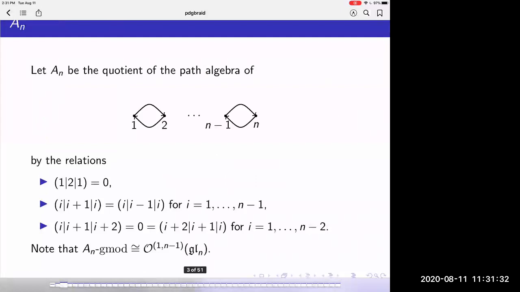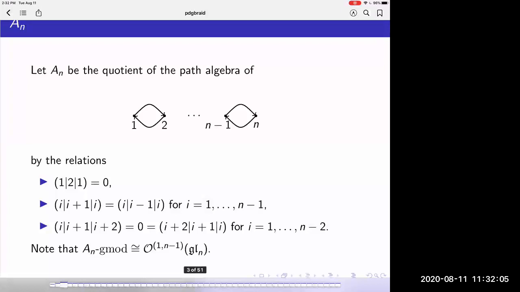So this first section is the algebra AN. This is a quotient of the path algebra of this linear quiver where we have n nodes, and the relations are: e1 e1 is equal to 0. That just says that a loop at the first node is equal to 0. The second relation, e(i+1) i is equal to e(i-1) i. This says that a loop to the right is the same thing as a loop to the left. And finally, this last relation says that taking 2 steps to the right or 2 steps to the left gives us 0 in the algebra.